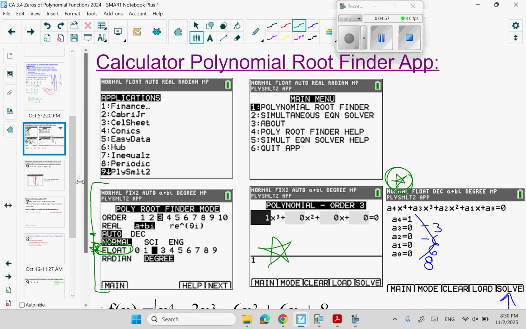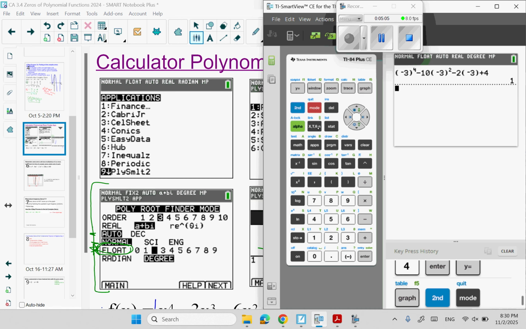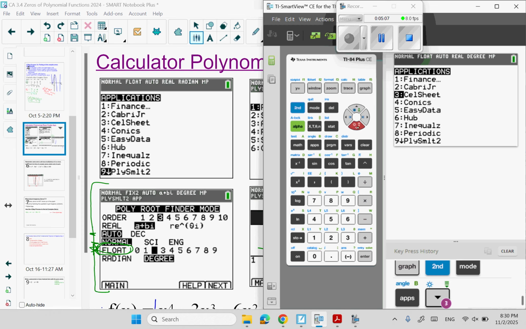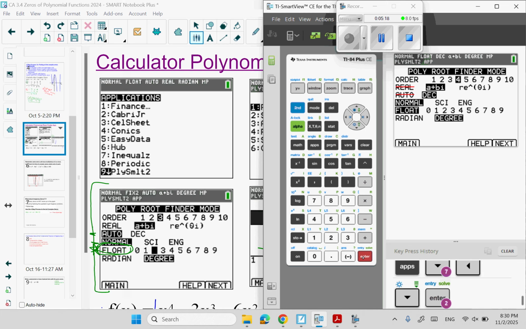Sometimes it's hard to find the zeros on the graph, so we actually have an app on our calculator that can do that for us as well. We go to apps and we'll go to PolySmith. For me, it's number 9, Polys 1.2. And I'm going to pick polynomial root finder. In this case, you would just plug it in. For this case, order means degree, so I'd say order 4.